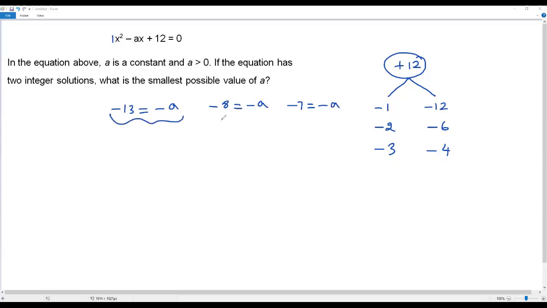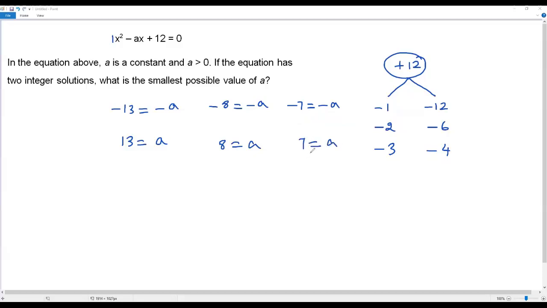Okay, in each of these three equations, we have to multiply both sides by negative 1 so that negative a will become positive a. So when I multiply this negative 13 by negative 1, it will become positive 13, and here we get a. If I multiply both sides of this equation by negative 1, I'm getting 8 is equal to a. In this one, if I multiply both sides by negative 1, I'm getting 7 equals a.